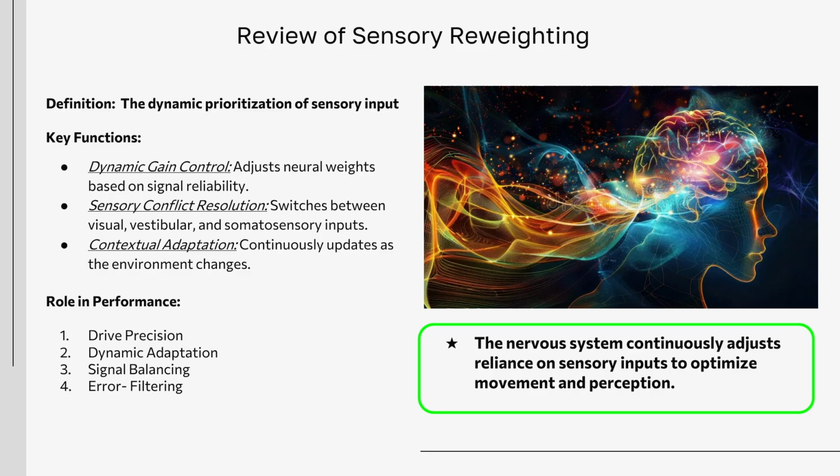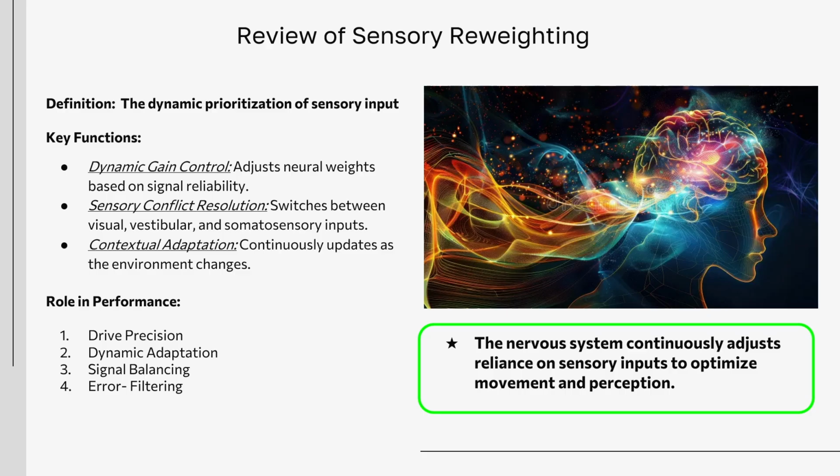So then we have resolved sensory conflict. That's switching between visual, vestibular, and somatosensory. When your eyes are bleached, you switch to the other two. And it allows contextual adaptation. It is continually updating as the environment changes so that we can adapt in real time to what is going on, to avoid error, to avoid safety risks or any type of danger as well.